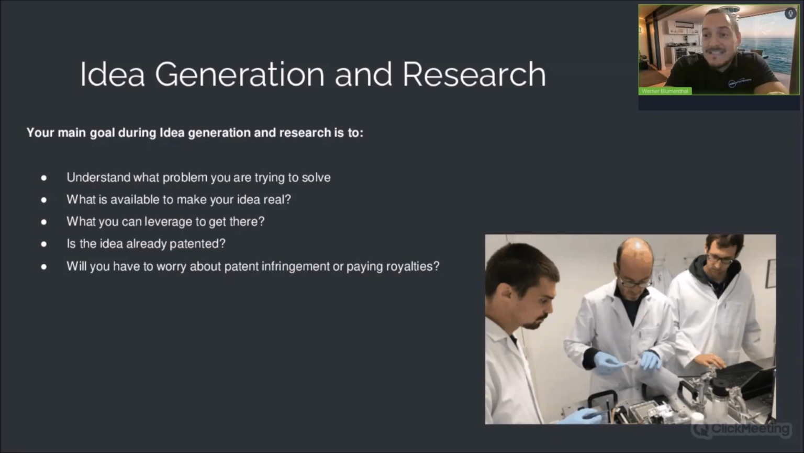Is your idea already patented, right? You don't want to be stepping on any toes and then getting a cease and desist letter later on. Just make sure that you're covered in that sense before you get too in depth. And then that way you don't have to worry about, well, I already mentioned it, right?